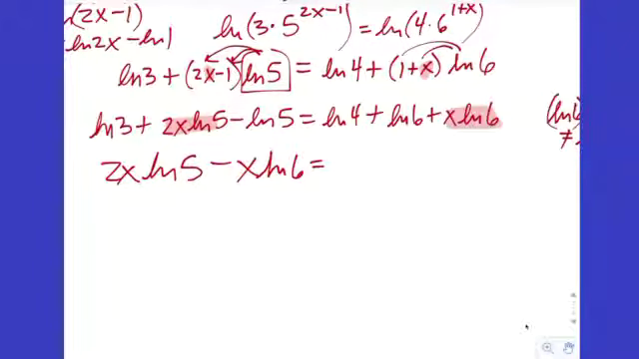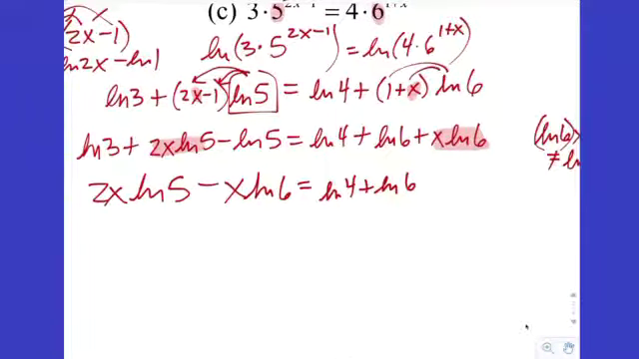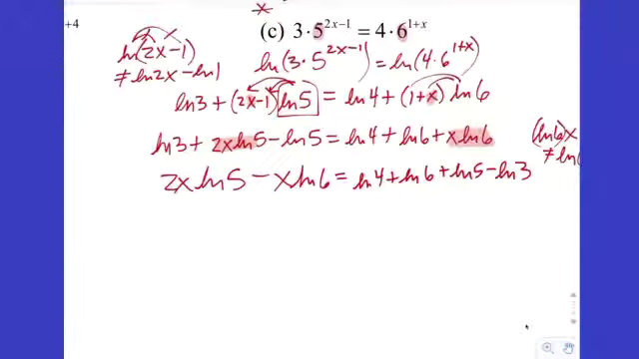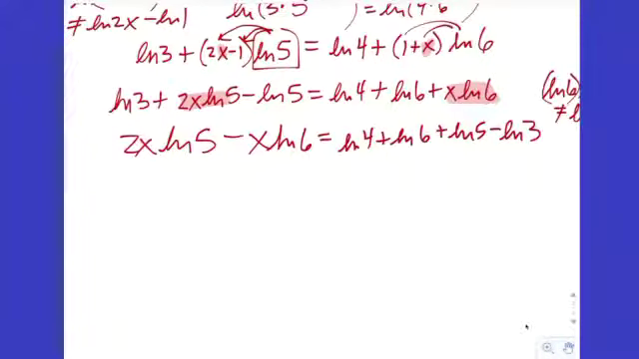And on the right-hand side, the two things that aren't highlighted, they'll stay put. The natural log of 4 plus the natural log of 6. And they are welcoming over their two new friends, positive natural log of 5 and negative natural log of 3. That's just rearranging terms. So good so far? All right, so now the magical step is to get a single representative x factor.